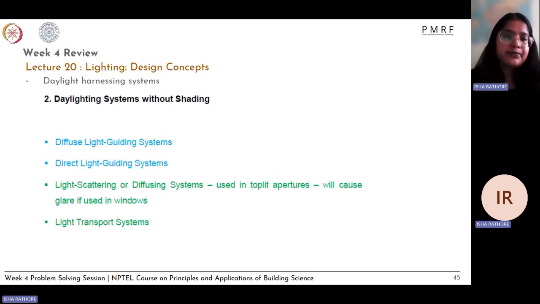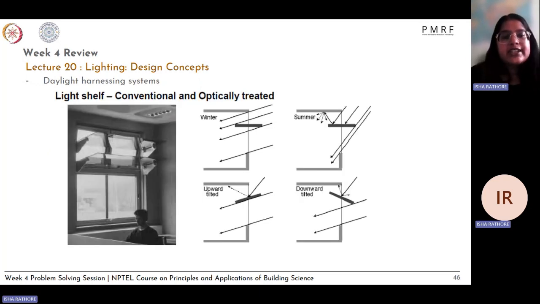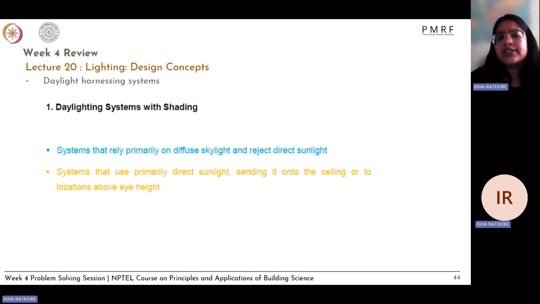Okay, then the second is daylight systems without shading. So you can have diffuse light guiding systems, direct light guiding systems, light scattering or diffusing systems, which are used in top lit apertures, which cause glare if used in windows, and light transport systems. So, for example, your light shelf is a type of daylighting control with shading.